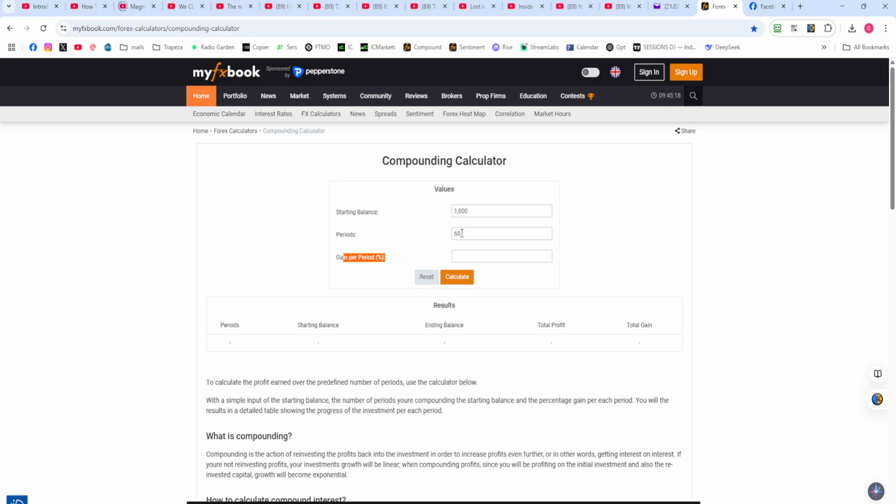either per trade, per day, even per session, 60 sessions. So in one session you might take 20 trades, but you need to have a specific goal, right? And not many talk about the stuff that you will see right now. Now let's say gain per period, and let's go relatively slow, let's say 10%.